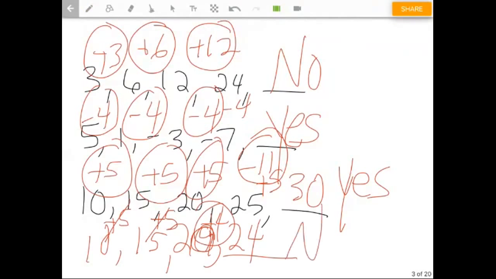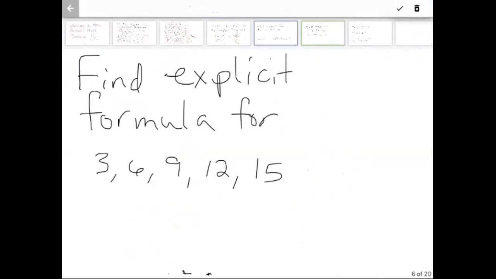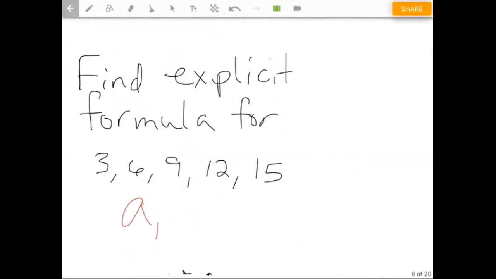Okay, so this says find the explicit formula for this sequence. The terms we need to know are a sub 1, which means the first term. The first term is 3. And then we need to know the difference.